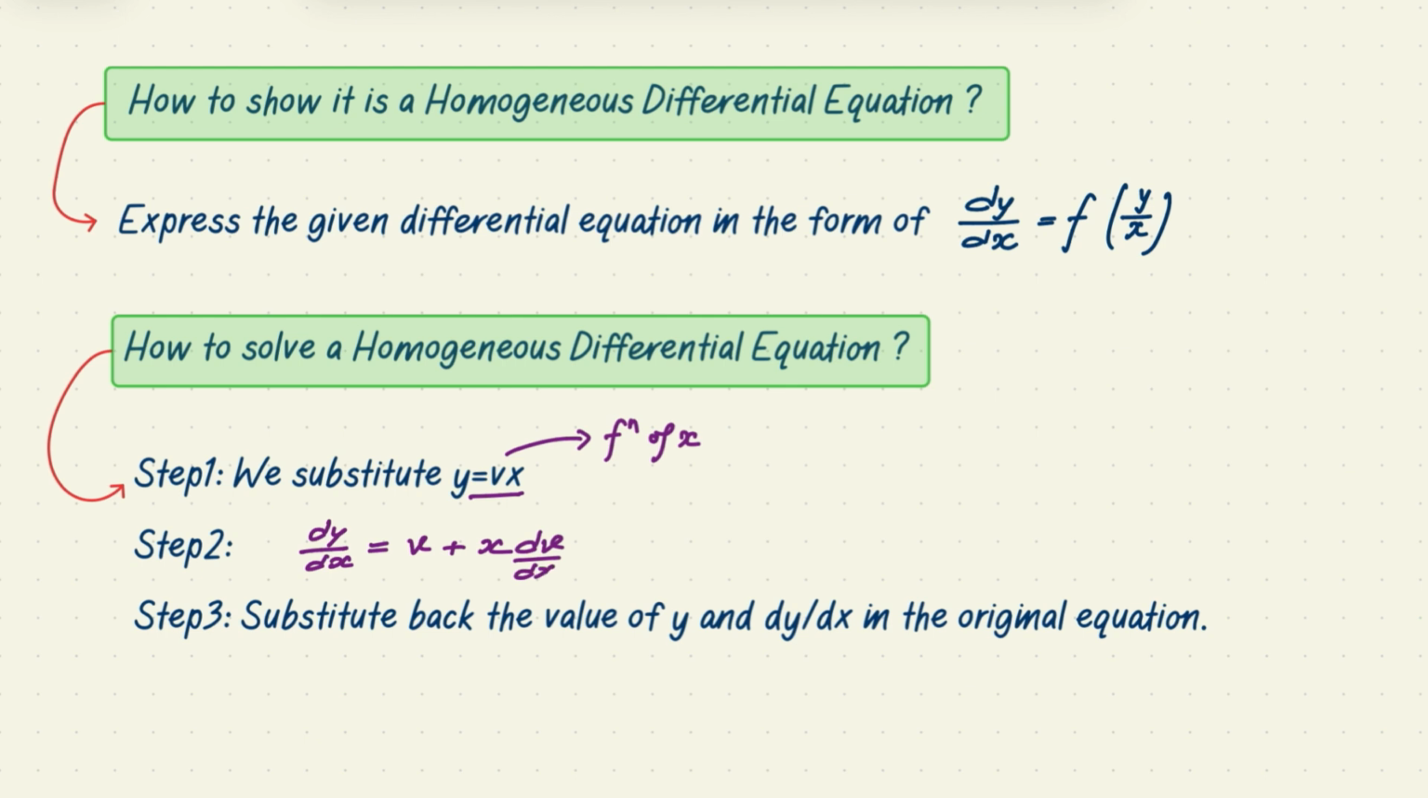Now we have to substitute back the values of y and dy over dx in the original equation. That means we have to write y equals vx, and instead of dy over dx, we will write v plus x times dv over dx in the original equation, and after that we have to solve that particular equation. It will be clear if we see some examples. So let's start with a few questions.